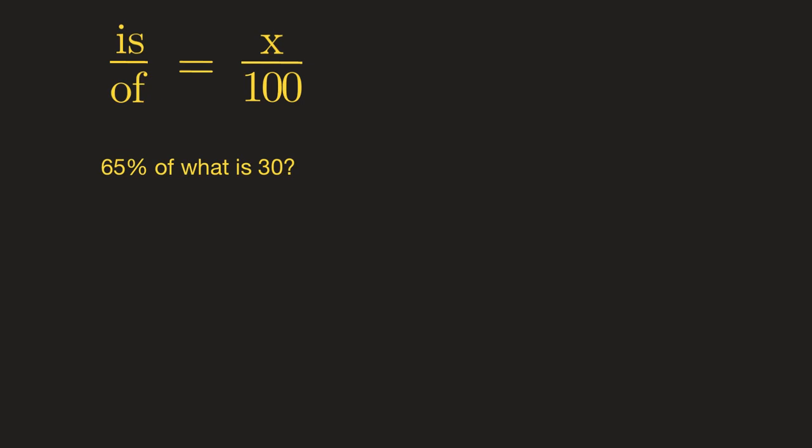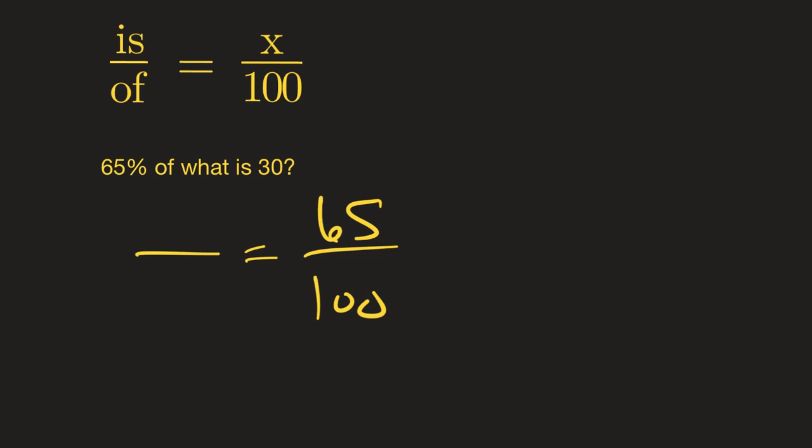65% of what is 30? Did they give us a percentage? Yes. What is it? 65. If they gave you a percentage, I'm going to put that 65 over the 100. Again, that's why I like to start there. I'm not worried about is 65 my of, is it my is? That's got a percentage on it, 65%, it's going over the 100, 65 over 100.